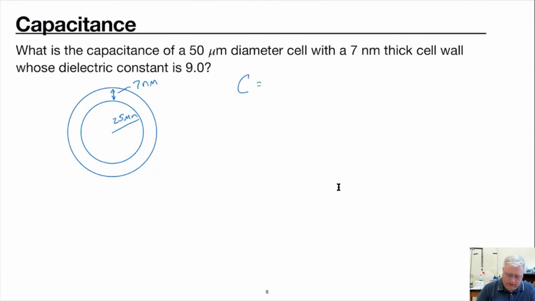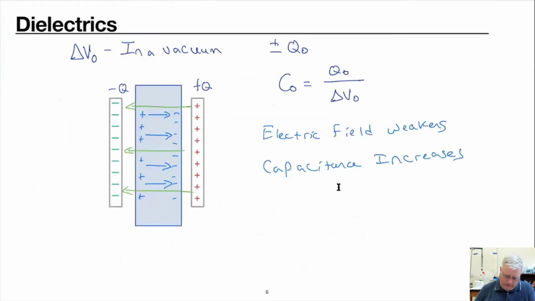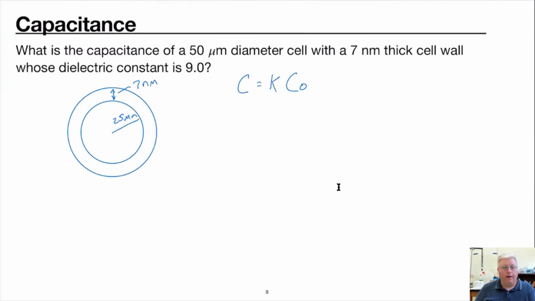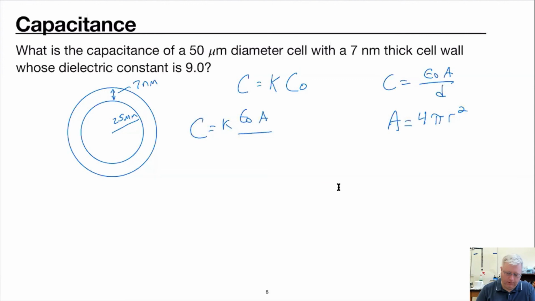We know capacitance with a dielectric is the dielectric constant times whatever it would be in a vacuum. If we're treating this like a parallel plate capacitor, then the capacitance is epsilon naught times area over the distance between the plates, where the area of a sphere is 4 pi r squared. So our capacitance will be K epsilon naught, area over distance. K, the dielectric constant, is 9, and epsilon naught is 8.85 times 10 to the minus 12.